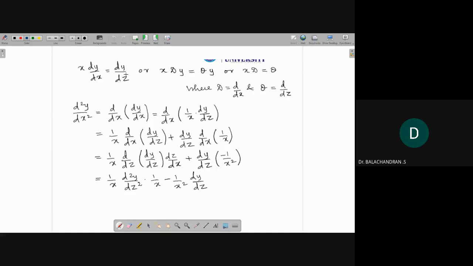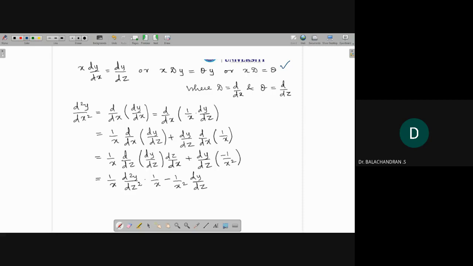So theta y. So xD y equals theta y, or xD equals theta. You should remember this result, because to solve the problem you should know xD equals theta. The remaining part is only for your understanding, the proof and everything.